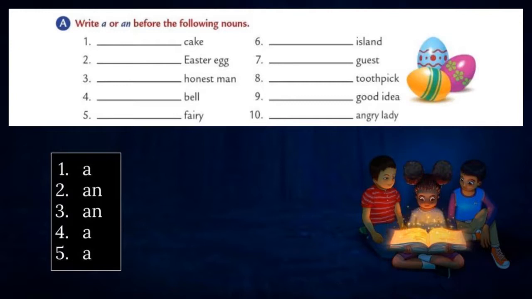And the next one is dash bell. So we know that bell, B is a consonant letter. So the answer is a bell. And the fifth one is dash fairy. F is also a consonant letter. So the answer is a fairy. Students, we completed the first 5. The remaining 5 you should try.